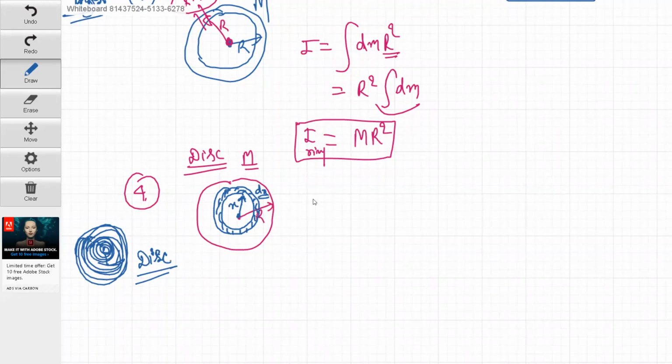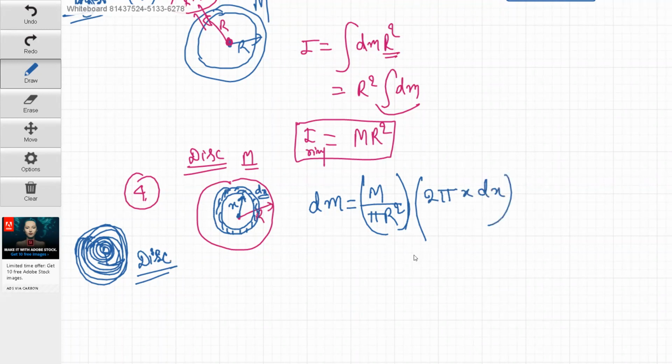What is the moment of inertia of this small ring? So first of all, what is the mass? dm is equal to M divided by pi R square, the mass per unit area, into the area of that ring. The area of that ring will be equal to 2 pi x dx, isn't it? So pi will be cancelled out. So this is the dm value.